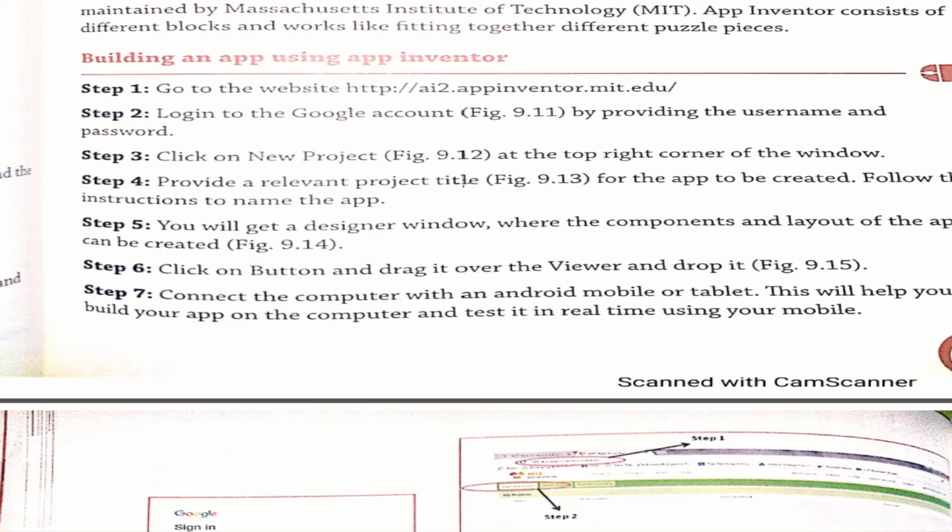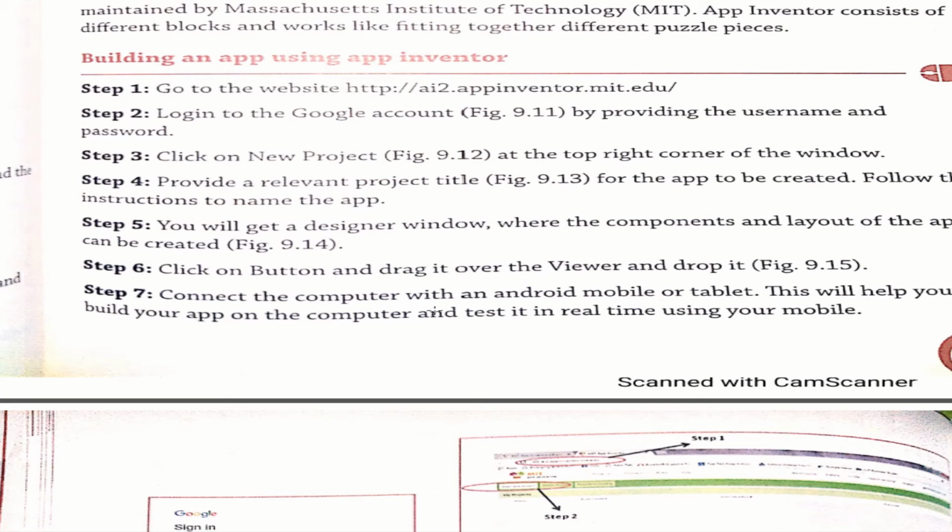Provide the relevant project title. A project title will be asked. You need to write a project title for the app you want to invent. That particular title you need to write over there, and follow the instructions to name the app which is being asked. Now you will get a designer window where the components and layout of the app can be created. Many components are available. You need to click on the component you want to create, and then drag it to the viewer and drop it. That's it.